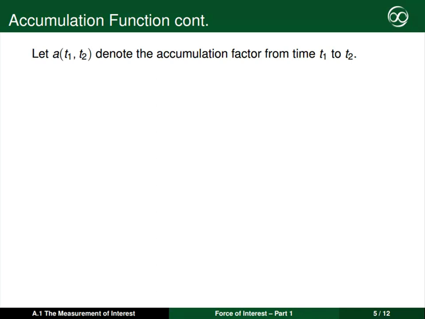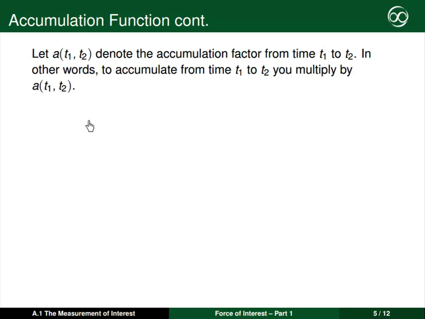Well, that works great, but what if my deposit is not at time 0? What if my deposit's at time t1 and I want to know the value at time t2? So let's let a of t1 comma t2 denote the accumulation factor from time t1 to time t2. In other words, to accumulate money from time t1 to time t2, you multiply by this factor.